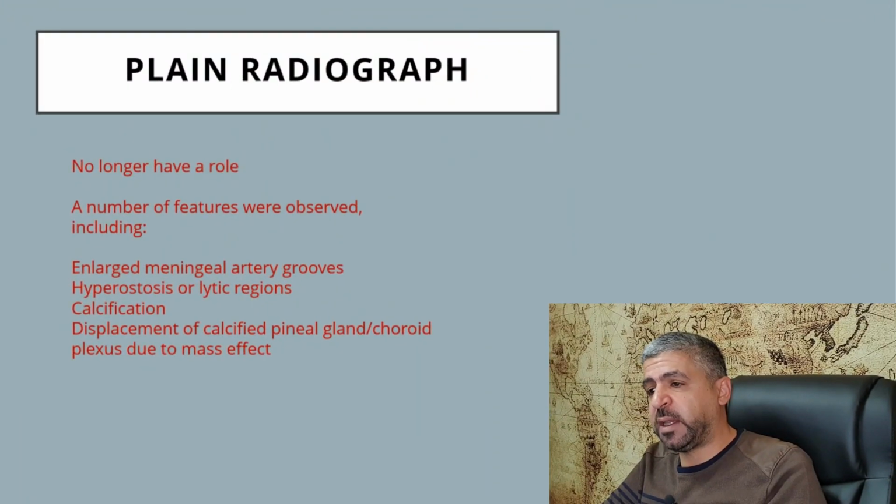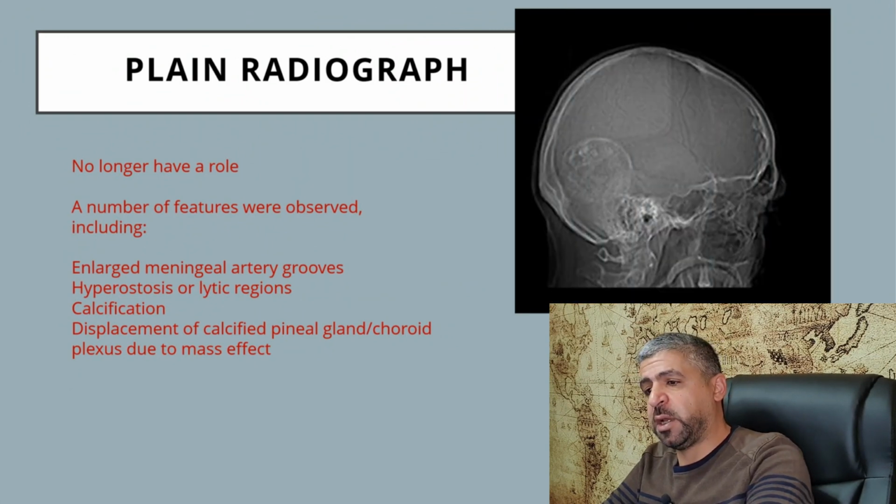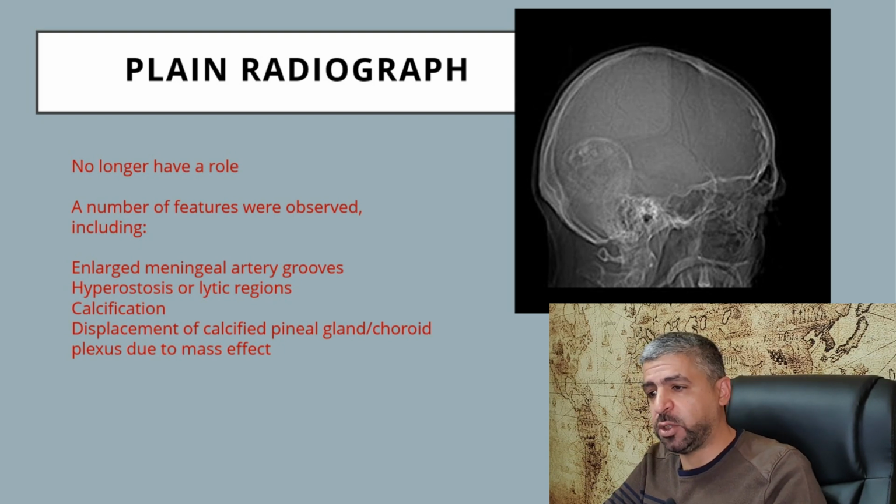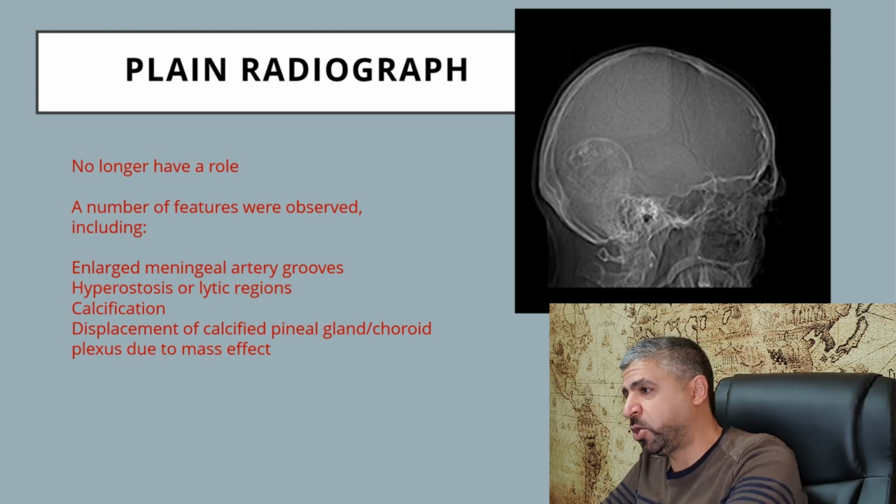So, let's start with plain radiographs. Plain radiographs in general do not have a role nowadays, but there are a number of features that you can see. Examples of that are an enlarged meningeal artery groove and hyperostosis, or even a lytic lesion can be due to meningioma. Some calcification, or displacement of a calcified pineal gland or choroid plexus due to mass effect by the meningioma.